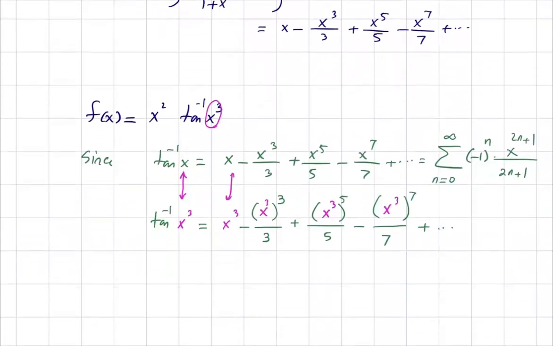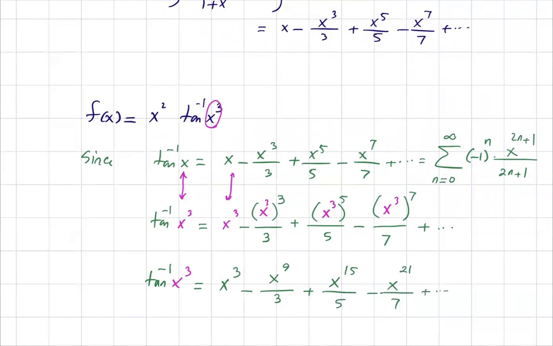Okay, we can simplify this further. The inverse tangent of x cubed is equal to x cubed minus x to power 9 divided by 3. And you continue the exact same process, and then eventually you can combine these exponents and write it in the power series representation that you see later. So here you have plus x to power 15 divided by 5 minus x to power 21 divided by 7 plus the rest of the terms.